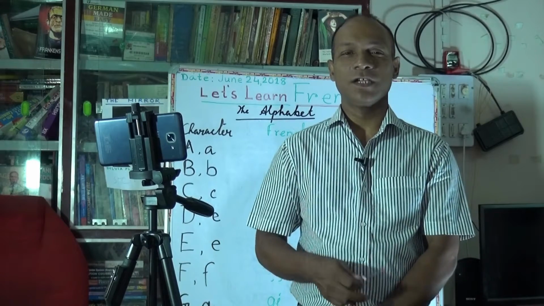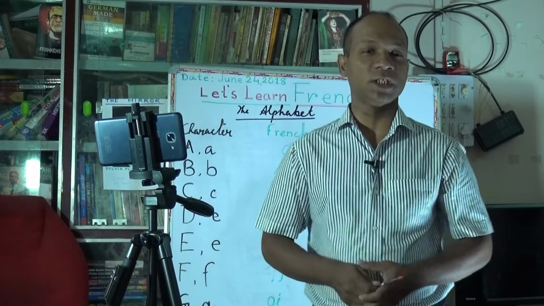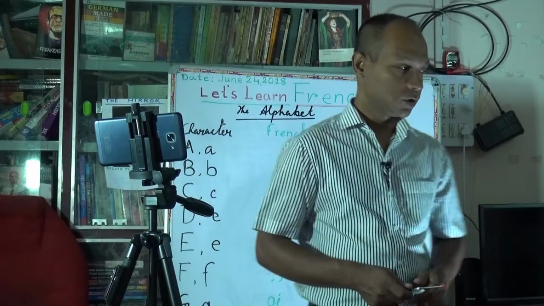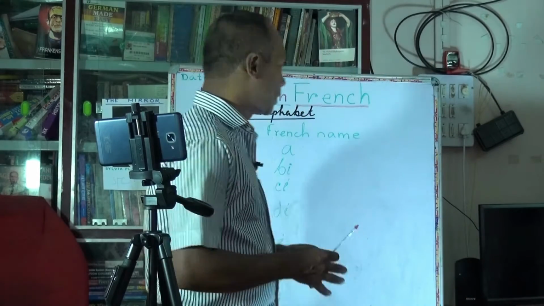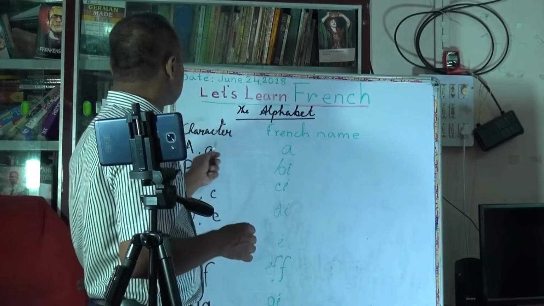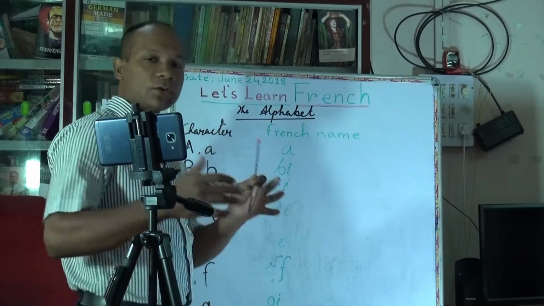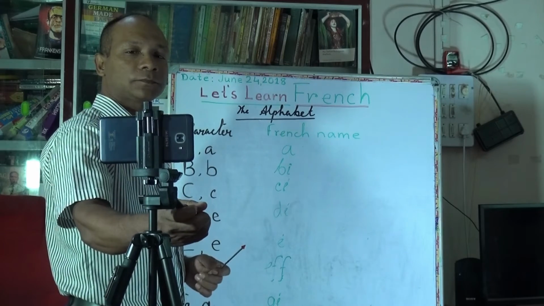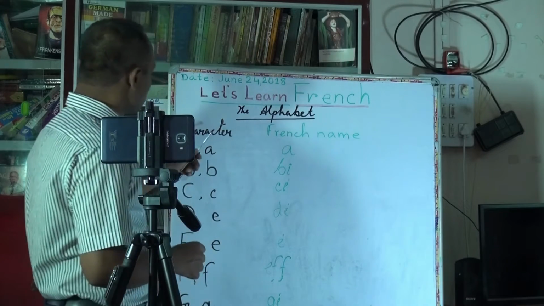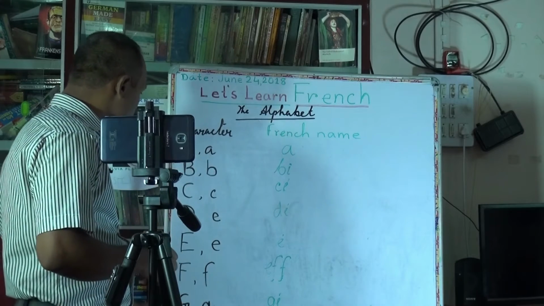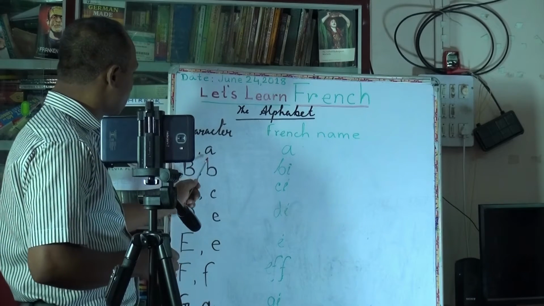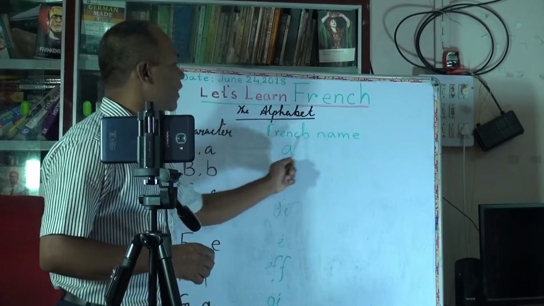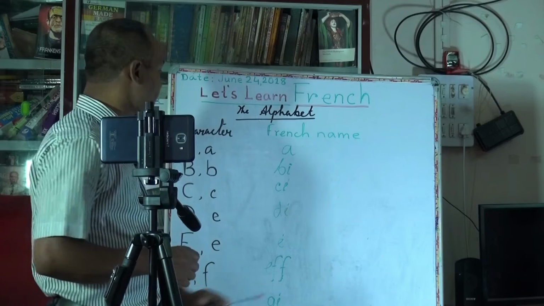All right, dear friends, before we go deep into this interesting language, allow me to introduce the alphabet in French. Check it out. Here you can see, when we talk about the alphabet, these are the characters in English, the capital letter and small letter. And this is the French name. What do you say in French?